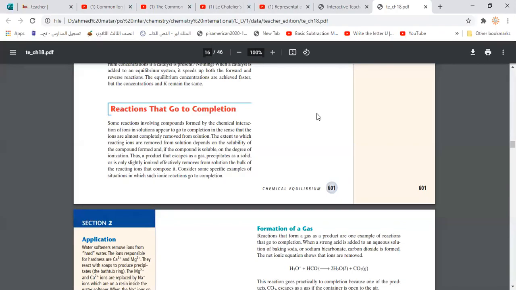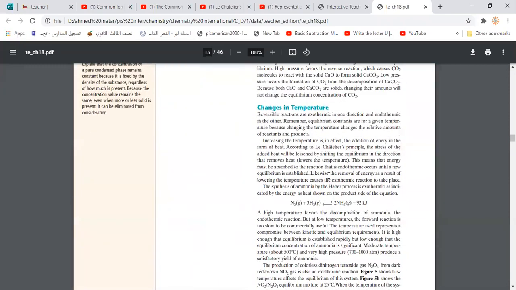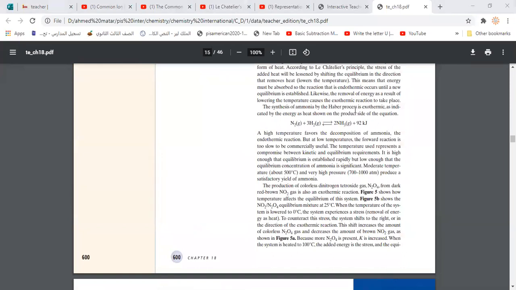Okay, guys, in chapter 18, section 1, we talk about chemical equilibrium. We talk about chemical reactions that could work in two opposite directions. That means a reaction that happens in both directions, as in this reaction, for example, nitrogen reacts with hydrogen to produce ammonia. So this is a reversible reaction, or an equilibrium.